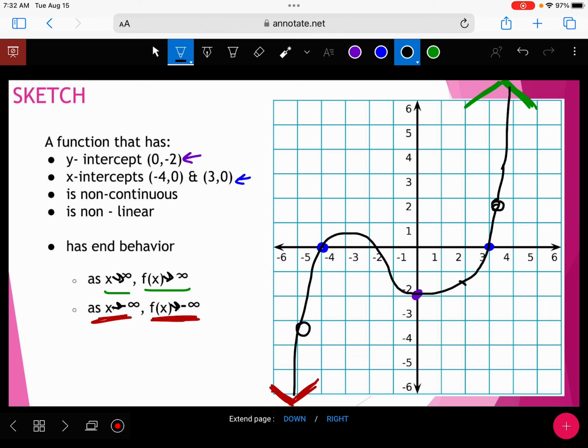I don't care. Pepper it with holes. Lots of holes. Stabby, stabby, stab. Poke holes in it, like a grandma. Doesn't matter how many holes you put. As long as you have at least one, it is not continuous anymore. I went a little crazy on that. We have one hole. That is non-continuous and non-linear. Has the end behavior, has the x-intercepts, has the y-intercept.